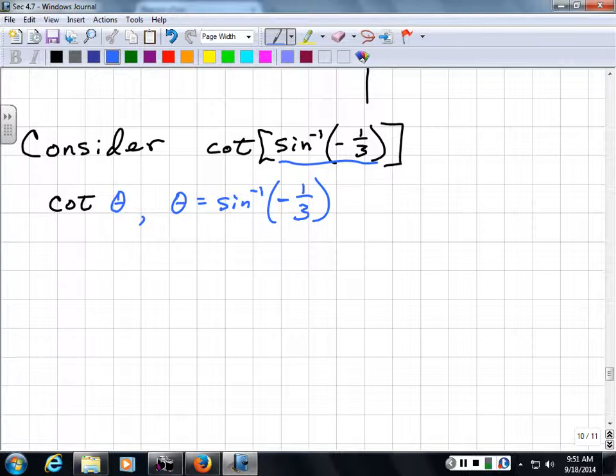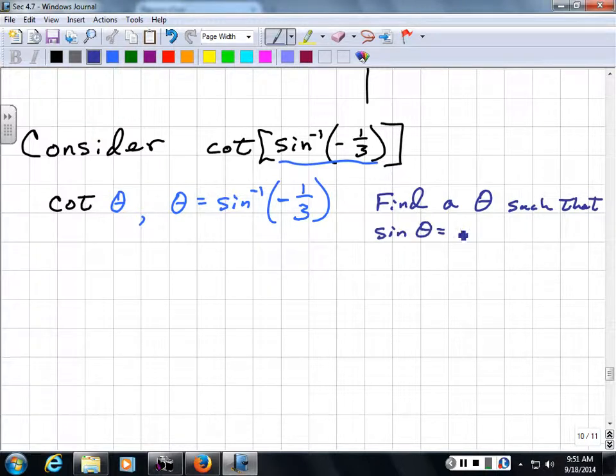So what do I do here? What is this telling me to do? It's telling me to find a theta such that the sine of theta is equal to negative 1/3. That's really what I'm looking for. Now, let's talk about this. What do I know about theta when I'm dealing with inverse sine? It's going to fall between negative pi over 2 and pi over 2, right?